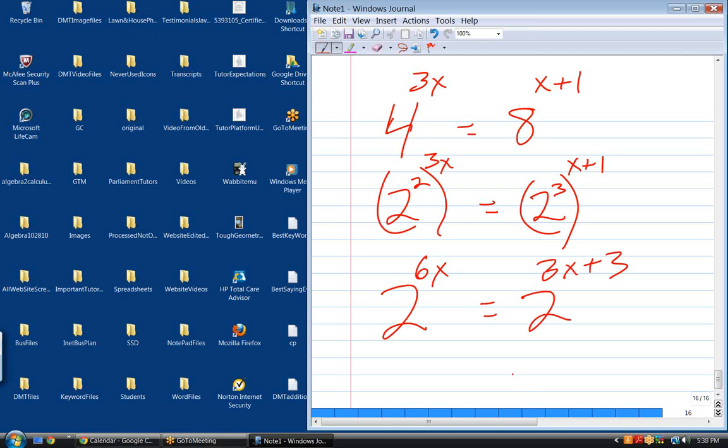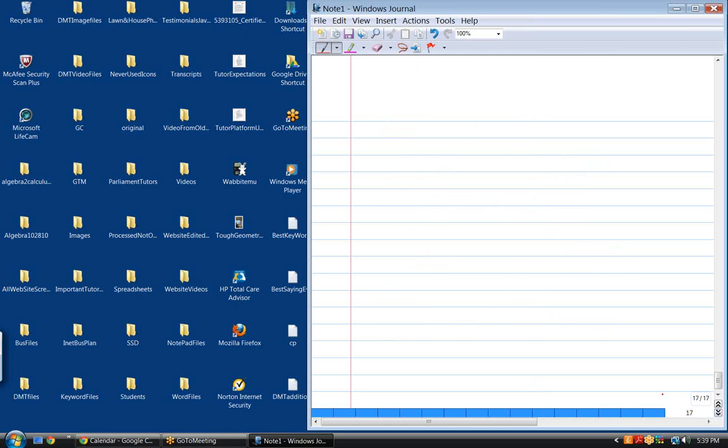And now what can I do? You can take out the bases, so it's just 6x equals 3x plus 3. Correct. And then the answer would be x equals 1. Got it. Good. Solve this. And you do need to use logs here. It would be log base 2 of 7 equals x.